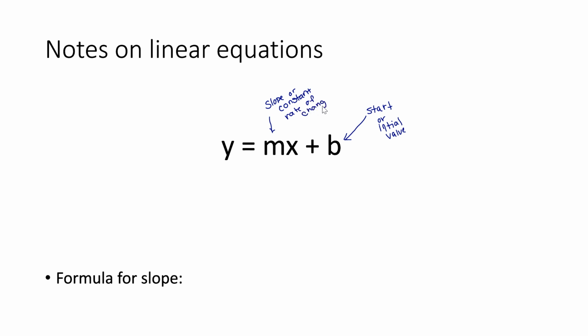We know that x is our input variable. It is not always, but it is often time. And that was the case in the example we just looked at where the time was in years. And then we know that y is our output variable.